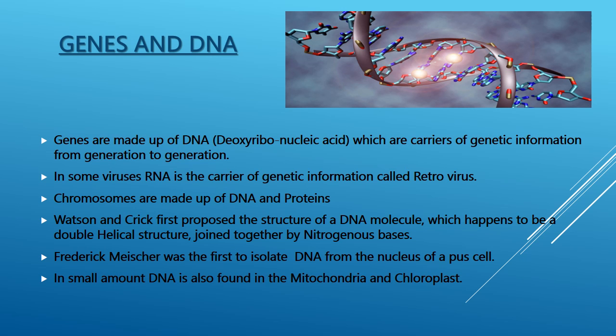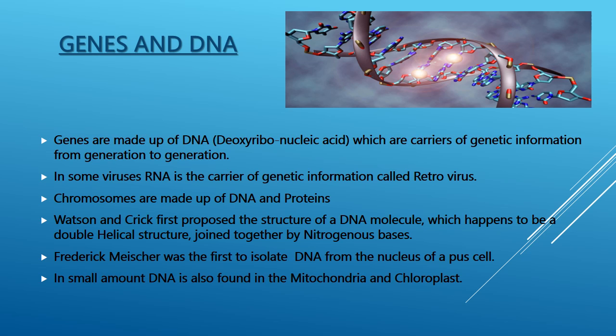Genes and DNA. Genes are made up of DNA. Now what do you mean by DNA? Deoxyribonucleic acid, okay, which are carriers of genetic information from generation to generation. In some viruses, RNA is the carrier of genetic information, like retroviruses. Now you must be getting confused. Previously I said chromosomes are carriers of hereditary information. Now here it is mentioned DNA.